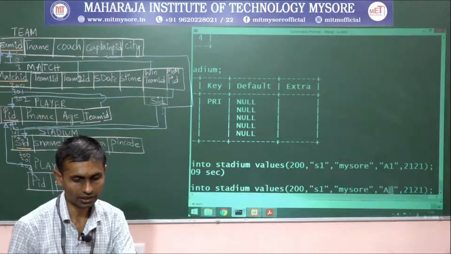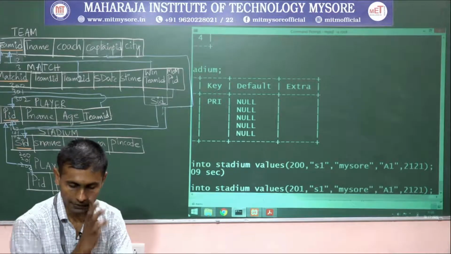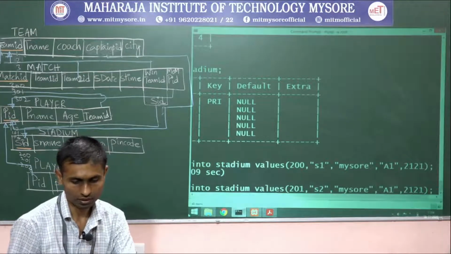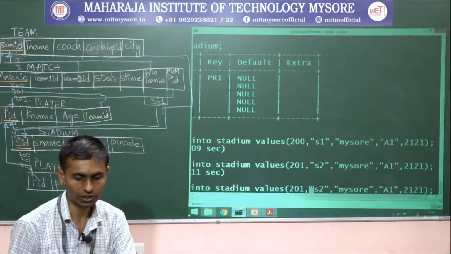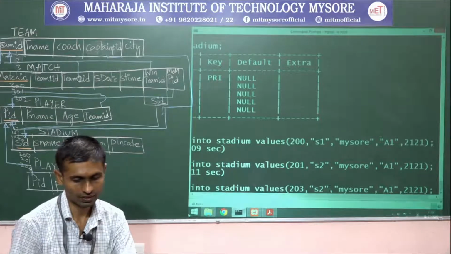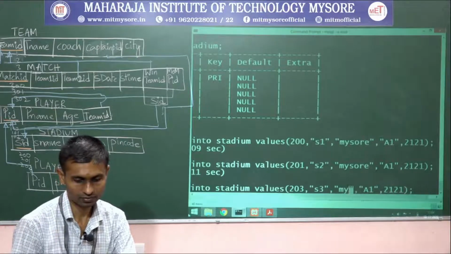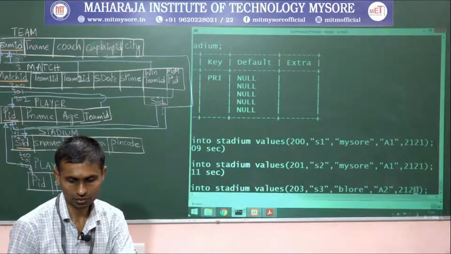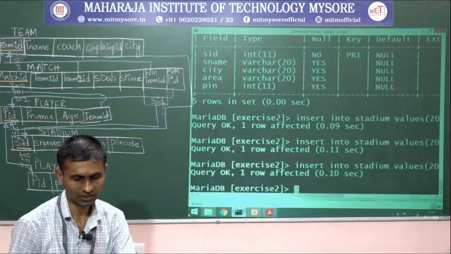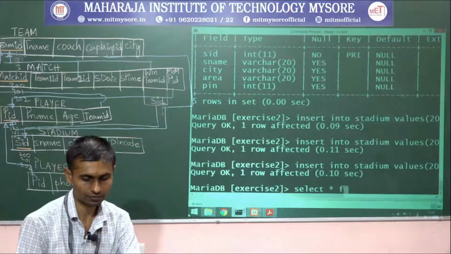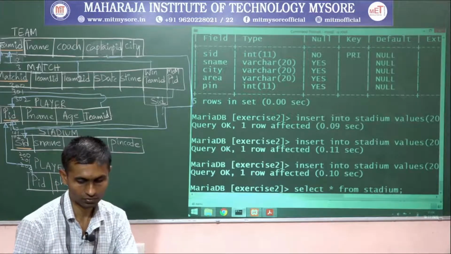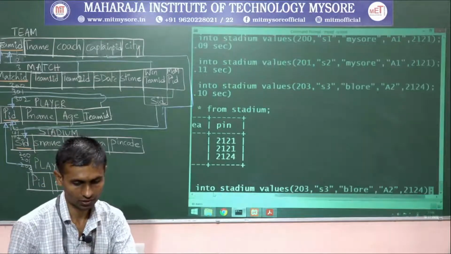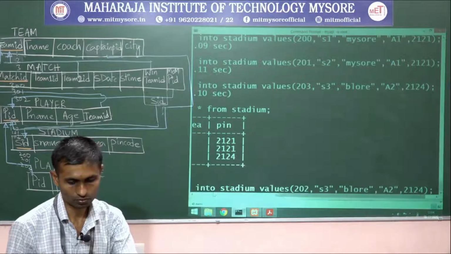That's it. Let me add one more stadium, stadium name S2. It also belongs to Mysore. Some area, pin code, no issues. If you want, you can change it. 203, S3, Bangalore, some area, 224 something. Yes, I have 3 stadiums. Yes, it was done. 200, 201 and 203. If you want, you can add 202, one more.